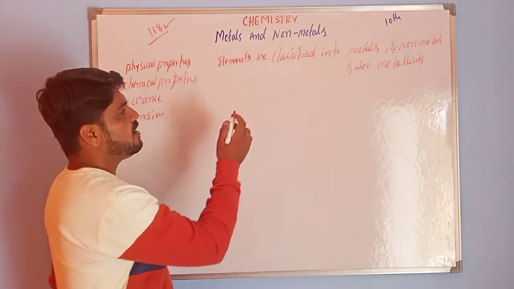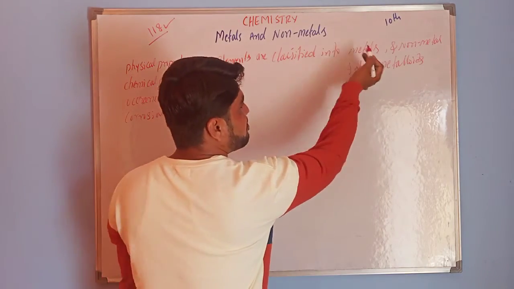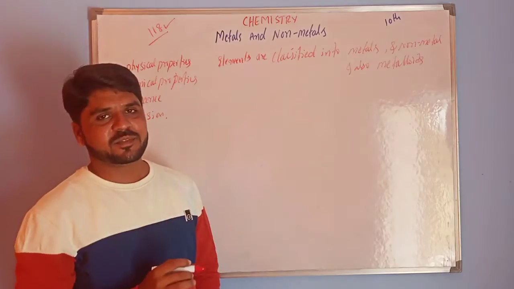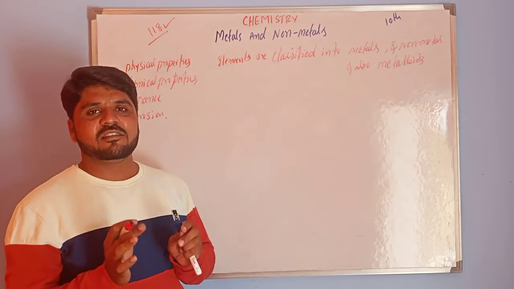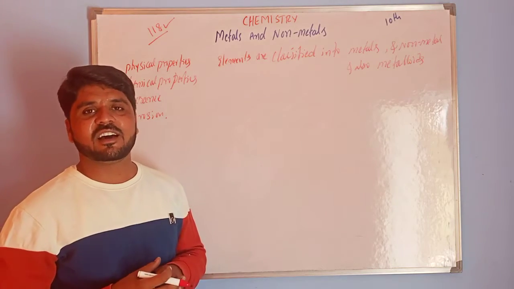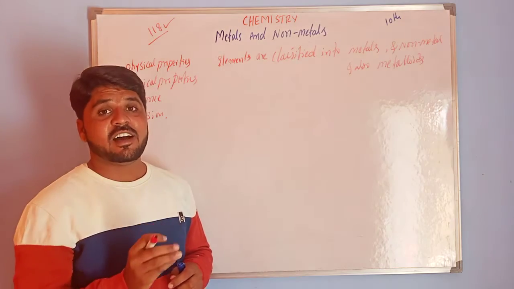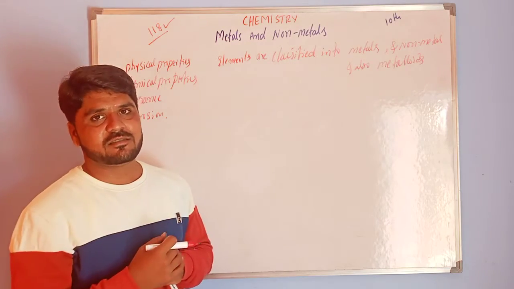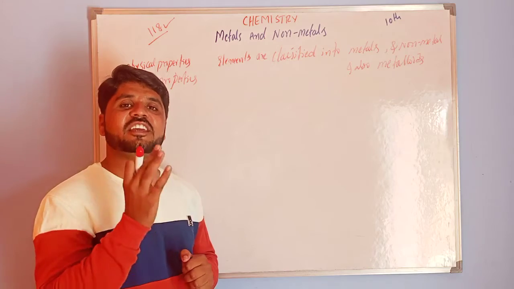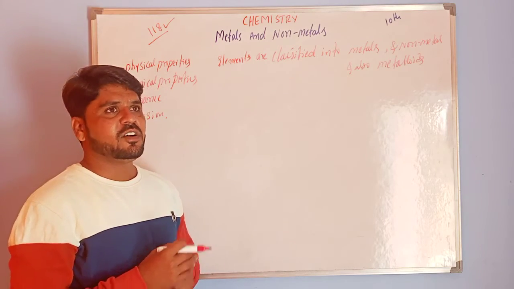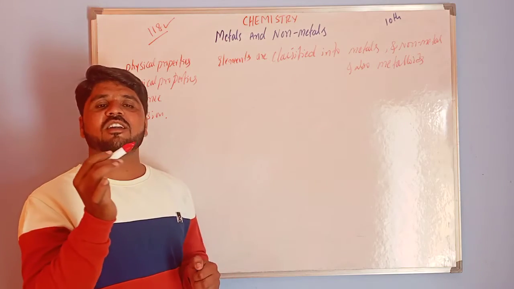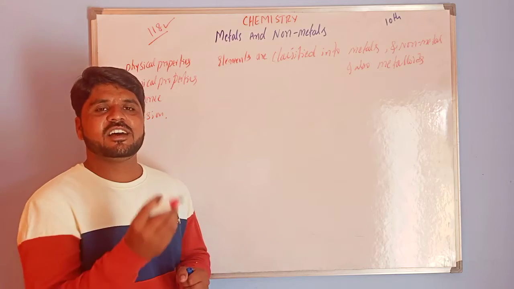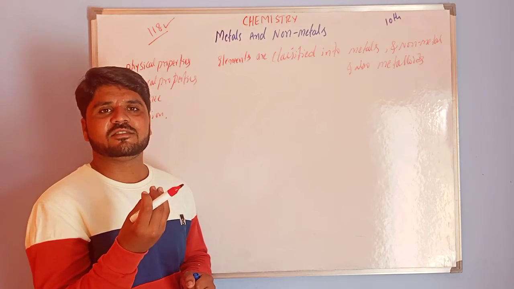Can you tell the characteristics of these metals? Metals are basically hard and lustrous. What is meant by lustrous? Lustrous means shining capacity. If you observe gold or silver or any metals, they are lustrous.